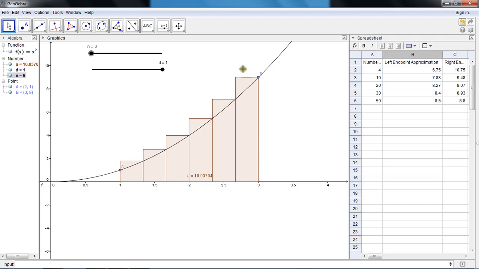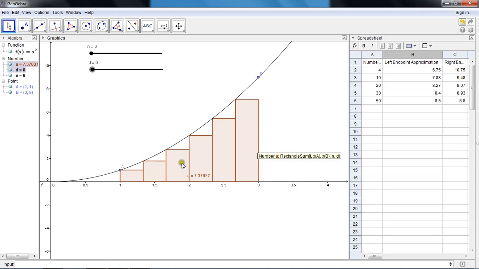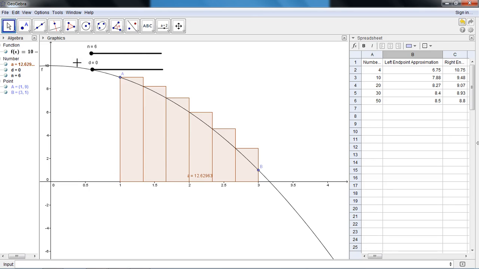In this case, that's why it's an overestimate, because these rectangles are taking more space than what the curve takes up, as compared to this situation where the rectangles are taking less space than the curve takes up. Like I could look at something like 10 minus x squared as a curve, and exactly the opposite is true. So for this curve, my left endpoints give me an overestimate because there are these pieces that are above the curve.